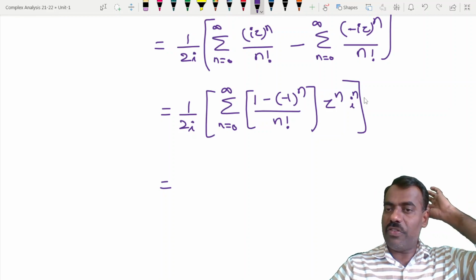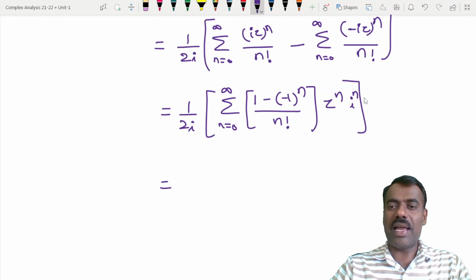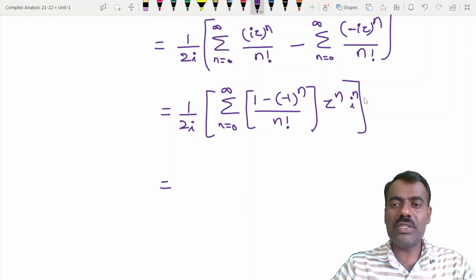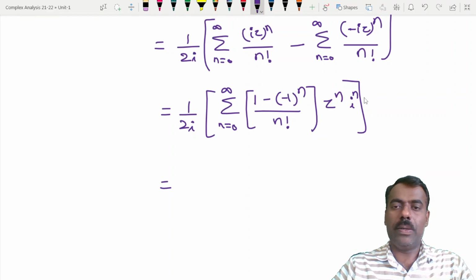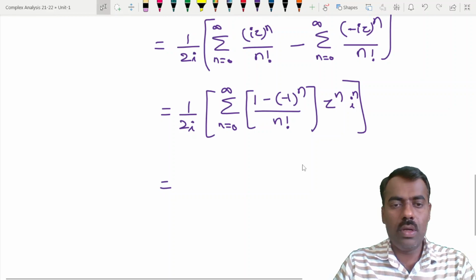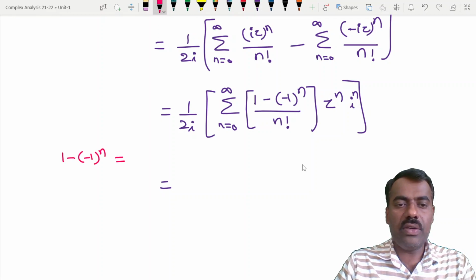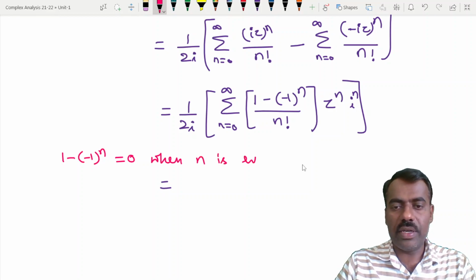Now if n is odd, say for example I cube, then I cube is I square into I, but I square we know is minus 1. Okay, before that we will write here 1 minus 1 whole power n is equal to 0 when n is even.